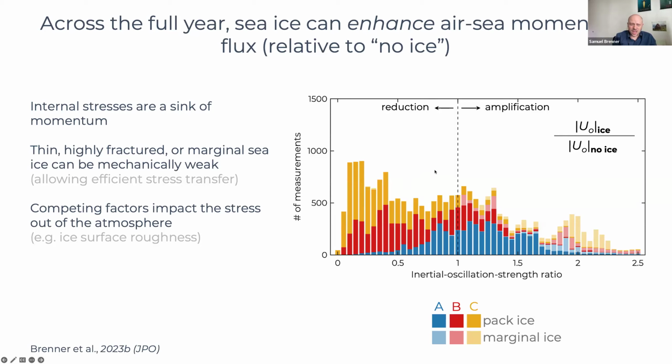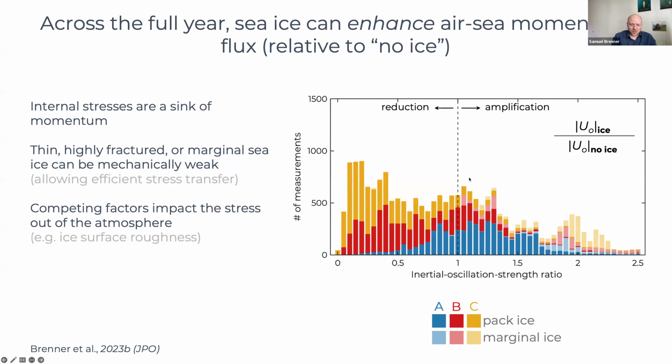strength. And just like in that case study, we see that there's a big peak here for this northern mooring in yellow at something like 0.2, so about 20%. And so that's, again, a reduction of about 80% in the oscillations. And so, again, this reinforces this idea that internal stresses act as a sink of momentum.